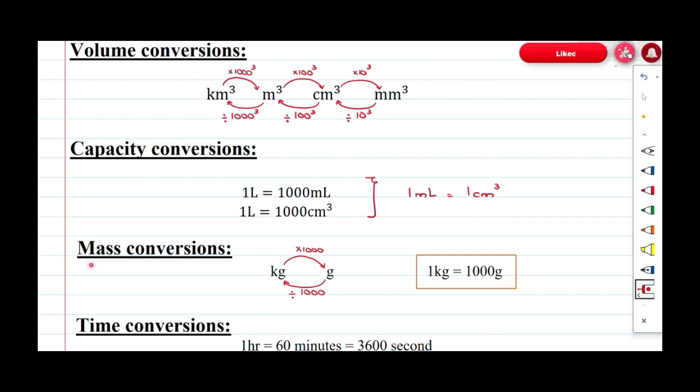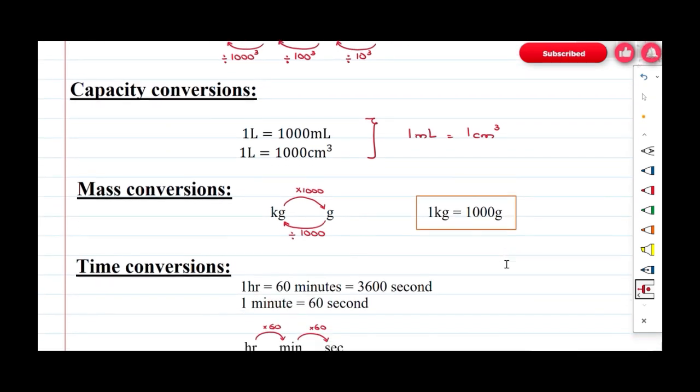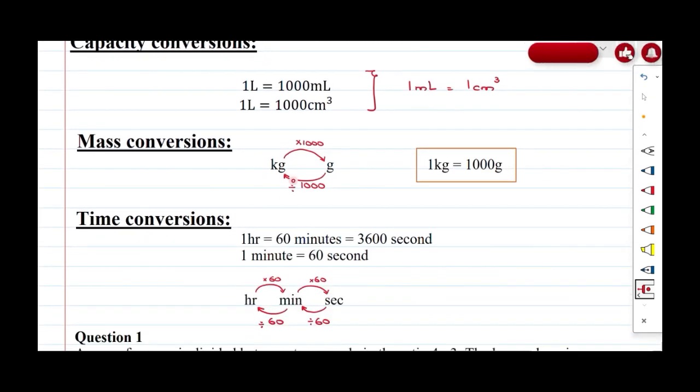Now the mass conversions. Mass conversions have the units kilograms and grams, right? To convert kilograms to grams, you multiply by 1000, and to convert grams to kilograms, you divide by 1000, right? And 1 kilogram has 1000 grams, right?